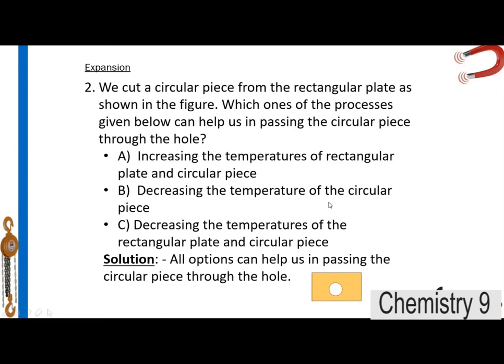And similarly, if you decrease the temperature of the circular piece, then that will obviously become smaller, and it will then fit through the hole in the rectangular plate. And if you decrease the temperature of the rectangular plate and the circular piece, then they will decrease relative to each other at the same rate. And so as a result of that, the circular piece will fit through the hole in the rectangular plate.